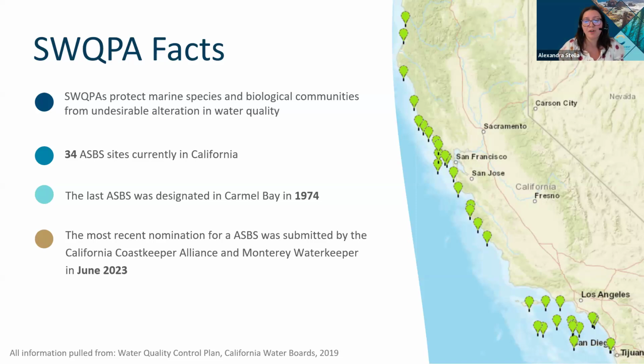So this creates an important opportunity for us to think about where additional water quality protections may be needed today. For example, the California Coastkeeper Alliance has recently submitted a nomination for a new ASBS designation at Point Sur Marine Protected Area, where they identified a potential for additional water quality protections.